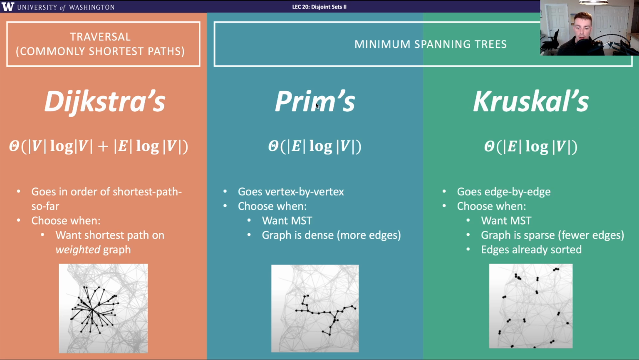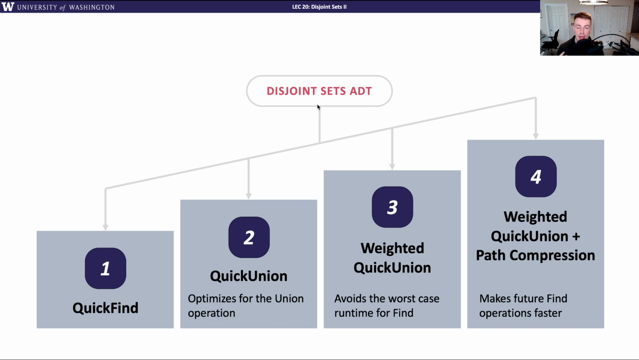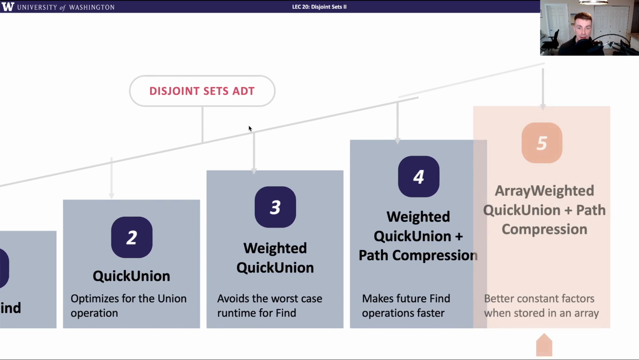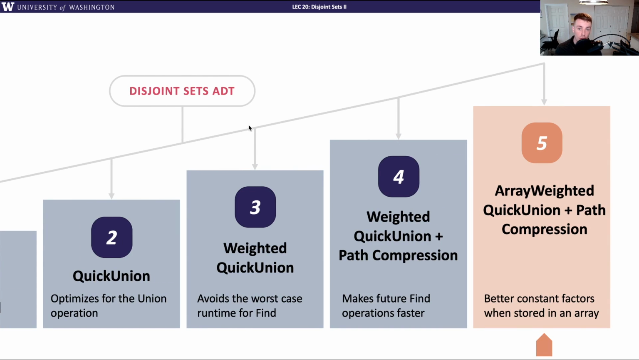Now, what I want us to talk about in the last bit of this video is one last optimization that's going to end up being really useful. We're going to do everything as we've done before, this weighted quick union with path compression, but we're going to implement it with an array, similar to how we implement a heap.